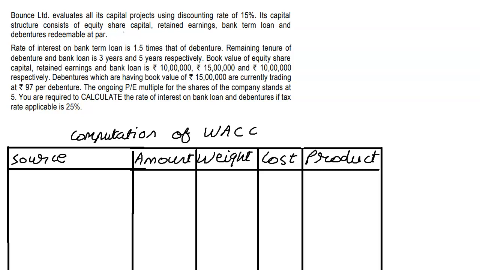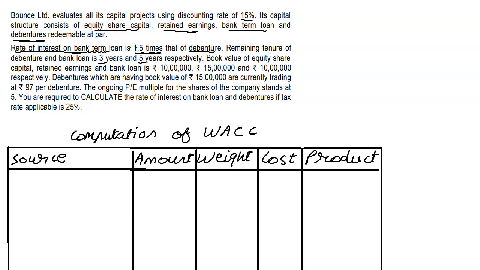Bounce Limited evaluates all its capital projects using a discounting rate of 15%. Its capital structure consists of equity share capital, retained earnings, bank term loan, and debentures. The rate of interest on the bank term loan is 1.5 times that of debentures. The remaining tenure of the debenture and bank loan is 3 years and 5 years respectively.